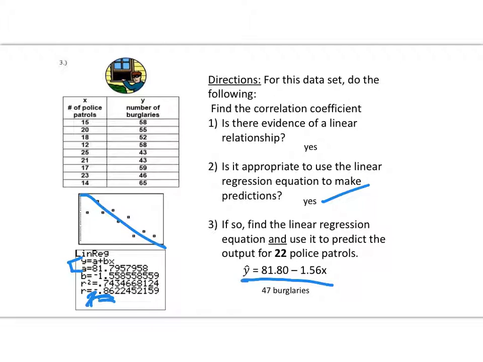I write out my regression line. If I want to do the last part, I take out the X and I put in 22 and round it off.